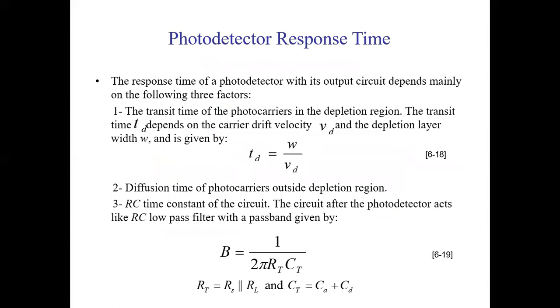So the response time of photodetectors with their output circuit depends mainly on these three factors. The transit time of the photocarriers in the depletion region depends on the carrier's drift velocity and the depletion region width. So it can be given by this. Then there is the diffusion time of the photocarriers outside the depletion region, and the RC time constant of the circuit, which we mentioned on the last page. The circuit after the photodetector acts like an RC low pass filter with the pass band given by this.